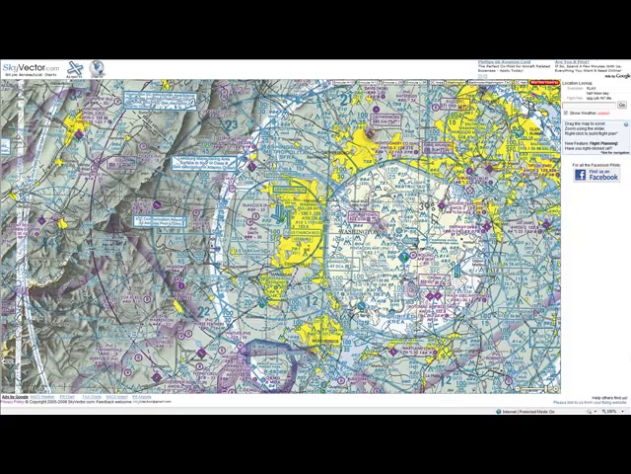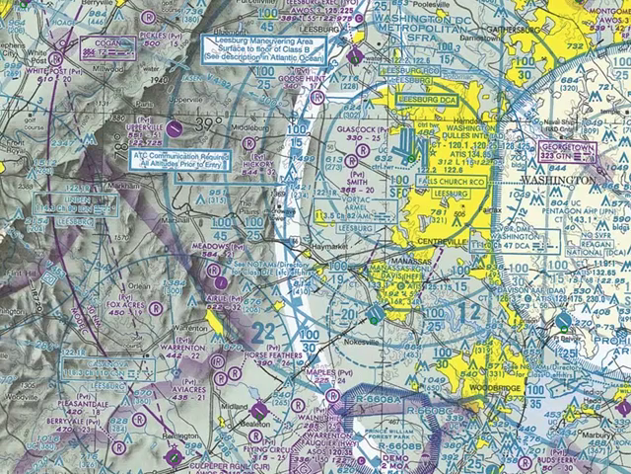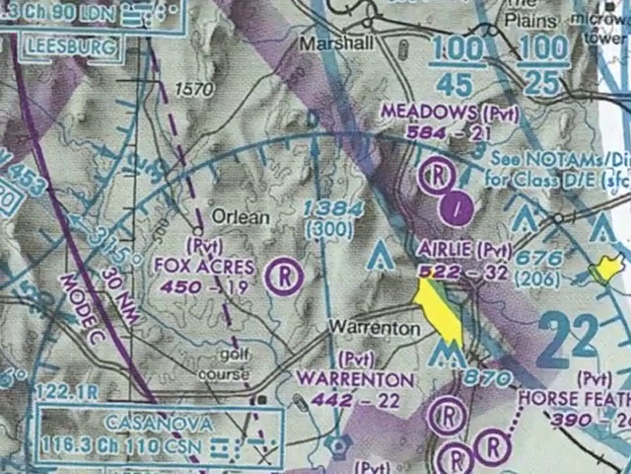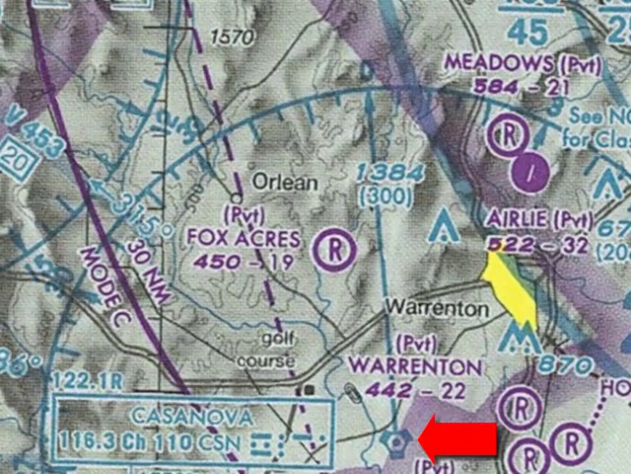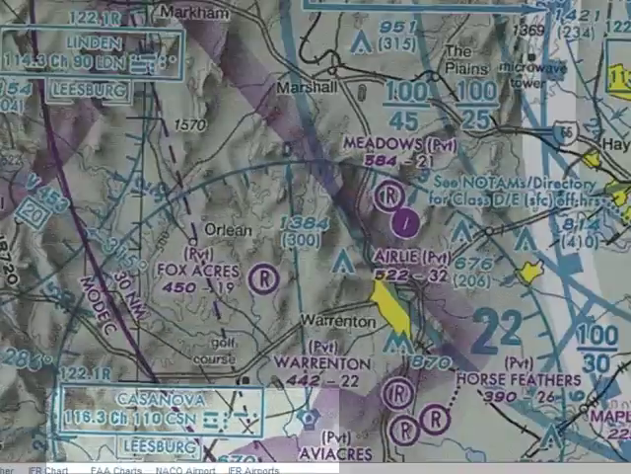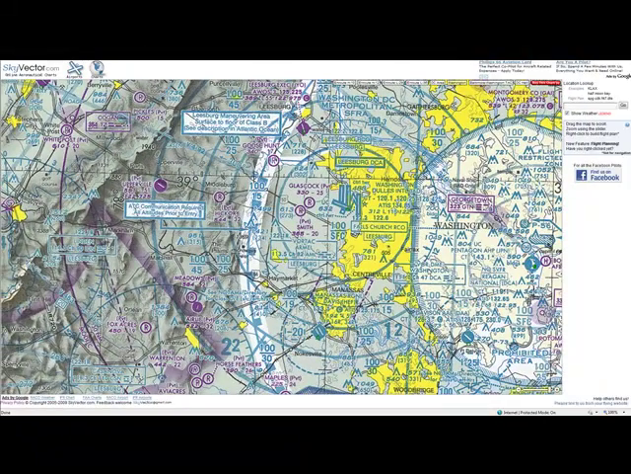For our sample flight, we're going to plot a course from the Leesburg Executive Airport to the Casanova VOR. Leesburg Executive Airport is right up here. Casanova VOR is down here, and you can see it with the typical symbology in the middle and the ring around it, and the identifier box here that tells us the navigational frequency of 116.3 that we would tune in the Casanova VOR.